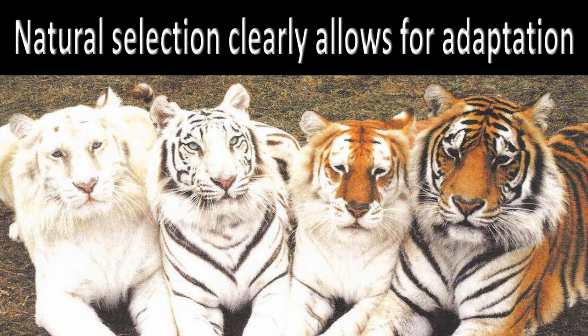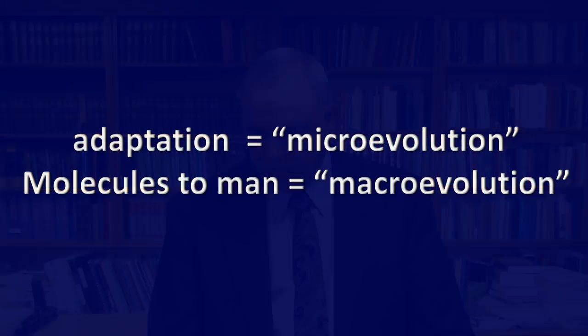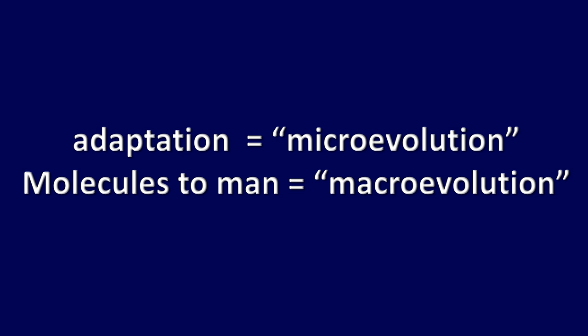So clearly, natural selection allows for adaptation. And we see that over and over. That's how you can have these very different animals that are in the same kind. That occurs through natural selection and adaptation. And we shouldn't be afraid of that word, natural selection, when we understand what that word means. We're not talking about evolution. We're talking about adaptation and differences in kinds to equal different species. So adaptation equals microevolution. Molecules to man equals macroevolution.